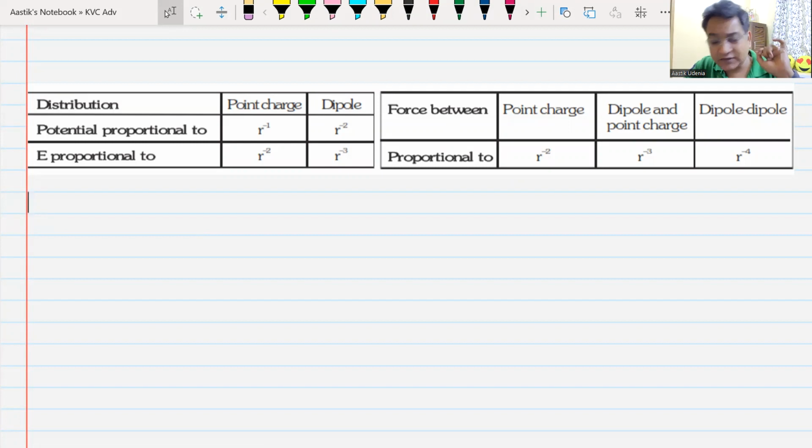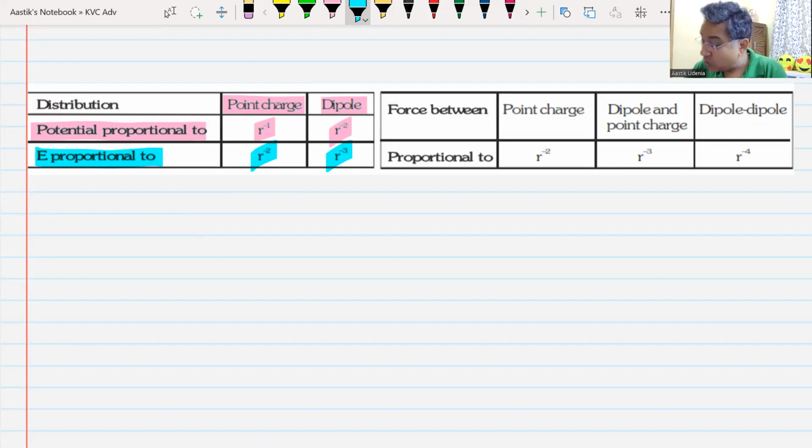Whether it's an electric dipole or a magnetic dipole, I've seen questions come on this. A point charge and a dipole. Whether you call it a point charge or a monopole, or an electric dipole or a magnetic dipole, the concept is the same. Potential due to a point charge at any point is proportional to 1 by r. Yes or no? Yes. But for a dipole, it is proportional to 1 by r squared. Remember this. Electric field due to a point charge or a monopole is proportional to 1 by r square. But if it is a dipole, it is proportional to 1 by r cube.